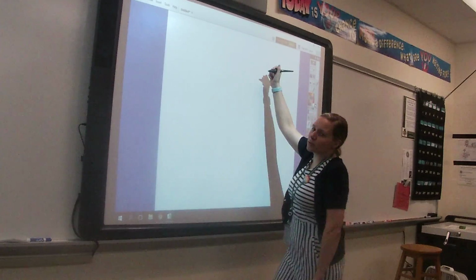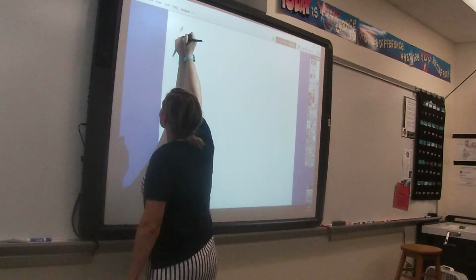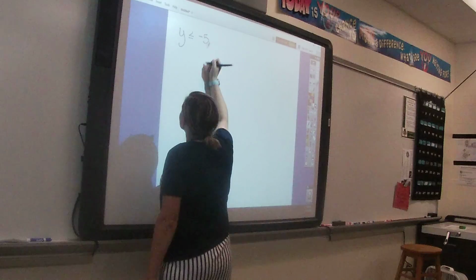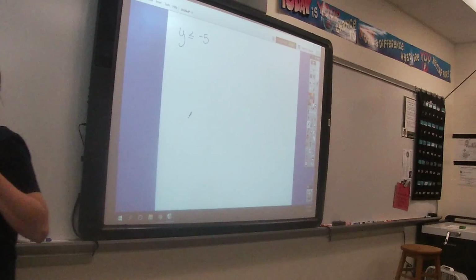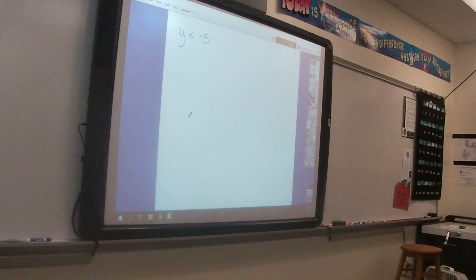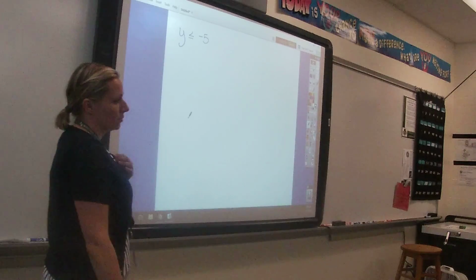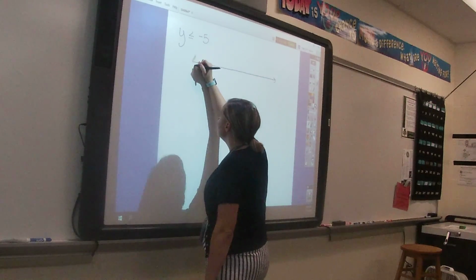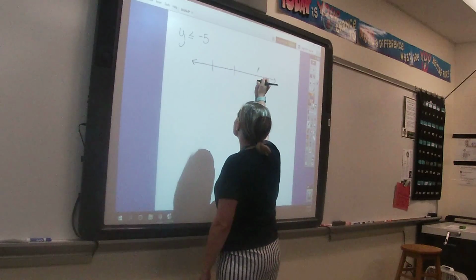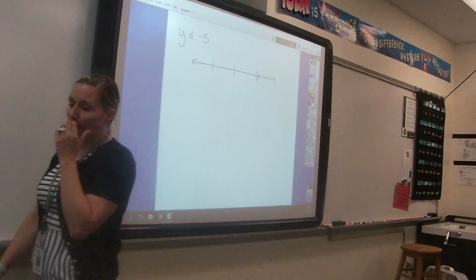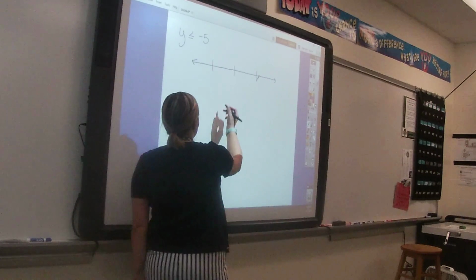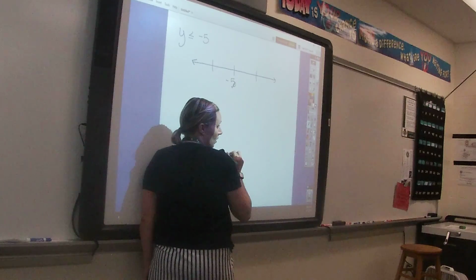Just gonna look at a couple weird situations. I don't know if weird is the right word, but. Y is less than or equal to -5. What number am I putting in the middle? -5. And here's where my students sometimes mess up.